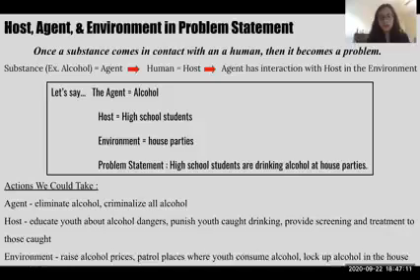So if we're just going to take the agent, we're just taking alcohol, you can eliminate alcohol, you can criminalize all alcohol. If we're just taking the high school students, you can educate youth about alcohol dangers, punish youth caught drinking, provide screening and treatment to those caught. If we're just looking at the house parties, we can raise alcohol prices, patrol areas where youth consume alcohol, and make sure to lock up alcohol inside of the house.